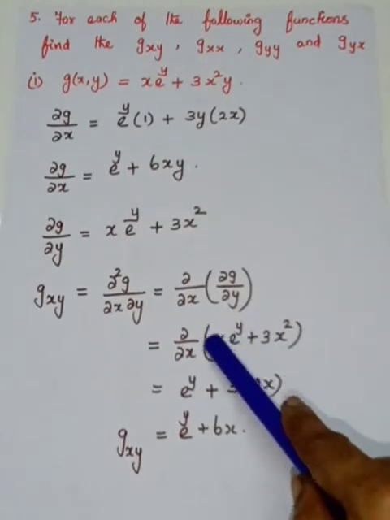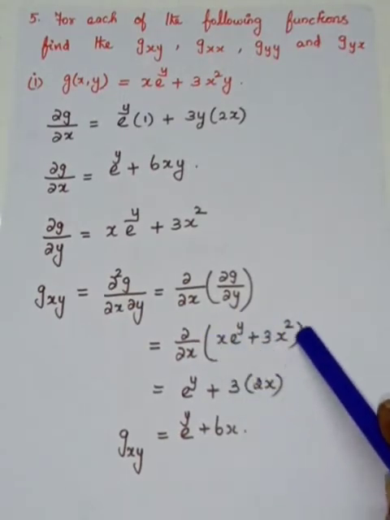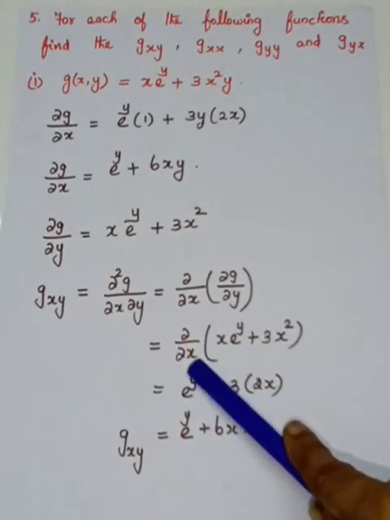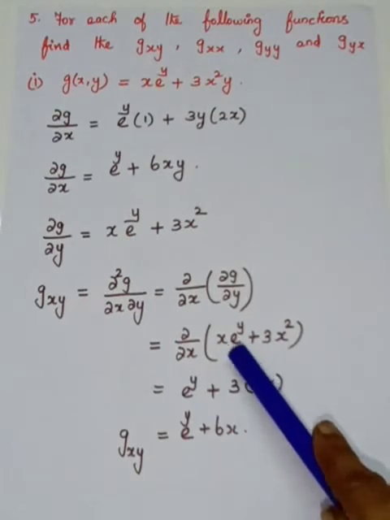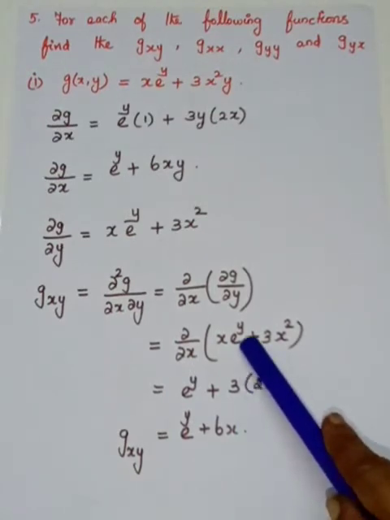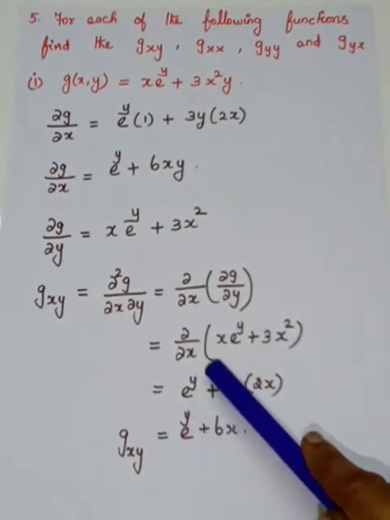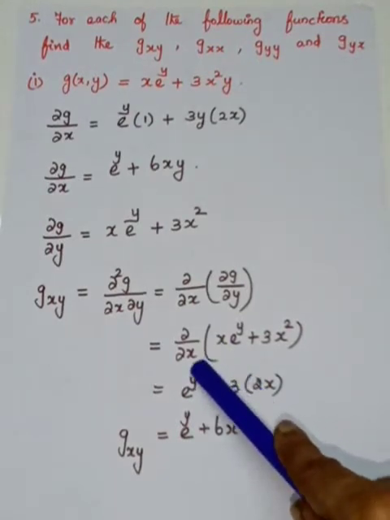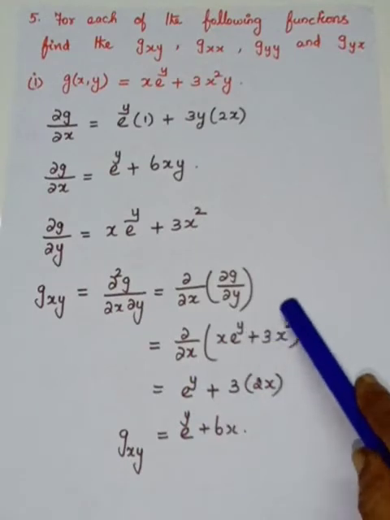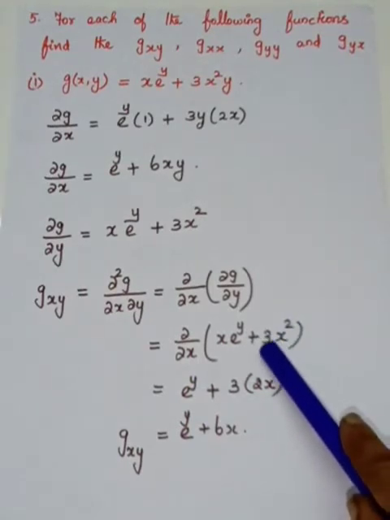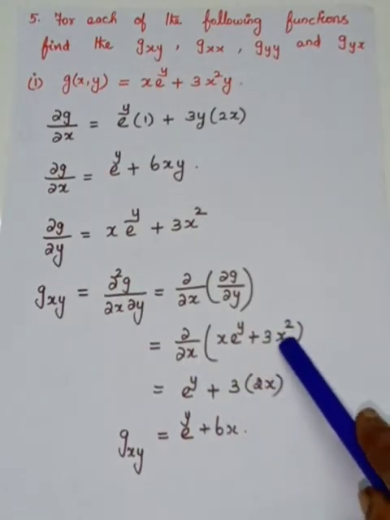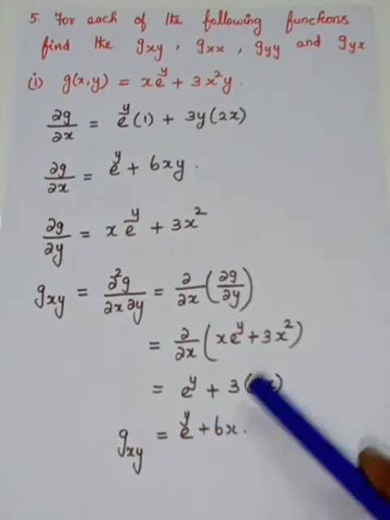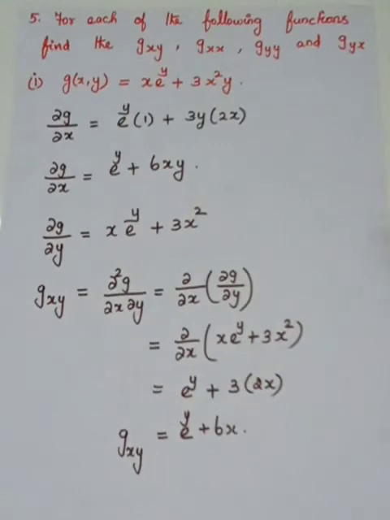You see that this term has to be differentiated partially with respect to x. From the first term, what is constant? e power y. When you take it out, what is remaining here? x. The differentiation of x with respect to x is 1. Come to here, it is the x squared term, so 3 is a constant. The differentiation of x squared is 2x. So e power y plus 6x.